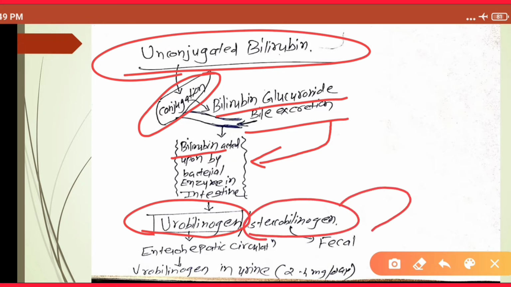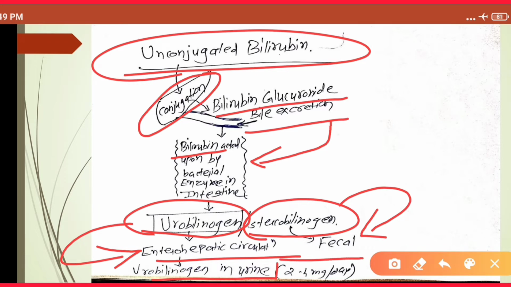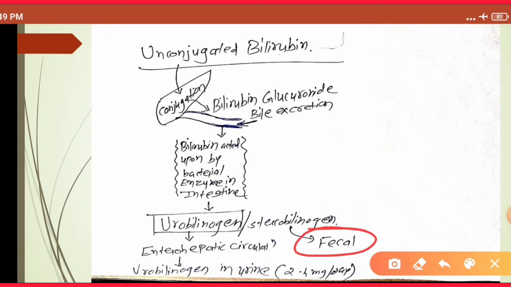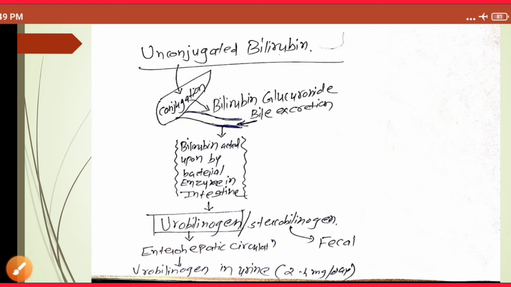This stercobilinogen will get excreted via feces, while this urobilinogen will be absorbed through the intestine, and again through the enterohepatic circulation it will be excreted in the urine through the kidney. So it will undergo enterohepatic circulation and get excreted in the urine. Normally you can have 2 to 4 milligram per day of urobilinogen in your urine. So we can say that in extravascular hemolysis, you will have increased fecal stercobilinogen and increased urinary urobilinogen. Urobilinogen in the urine will get increased.